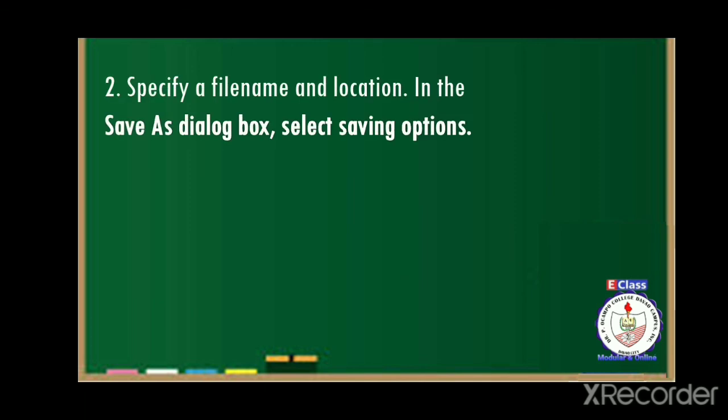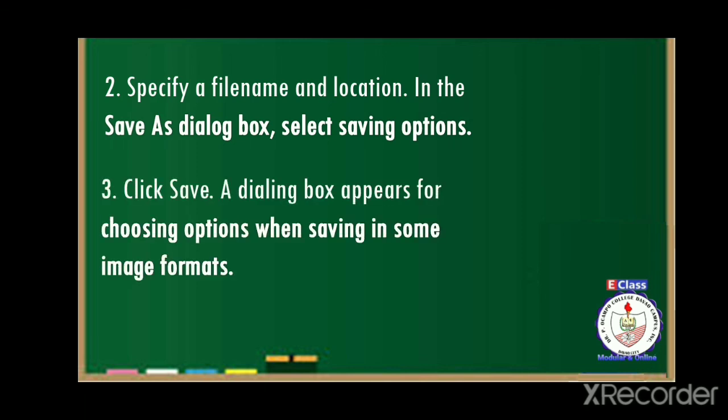Second, specify the file name and location in the Save As dialog box. Select a saving option. And the last, click Save. A dialog box appears with options when saving in some image formats.